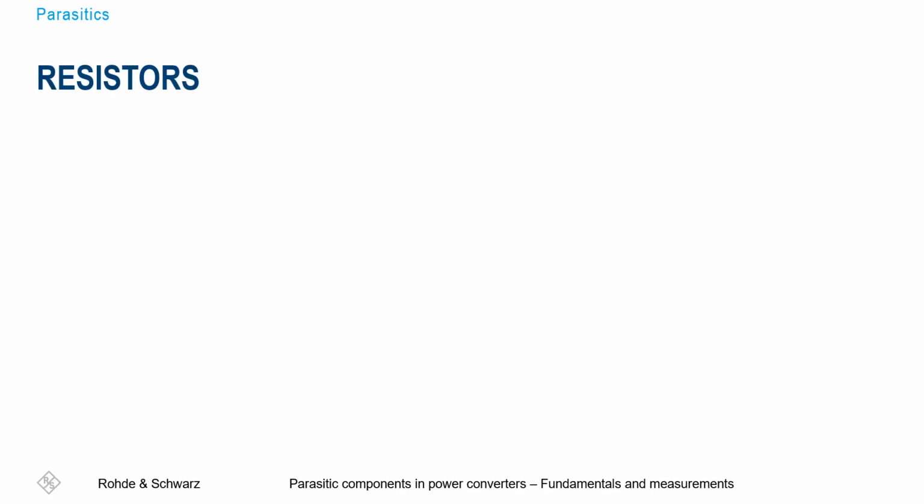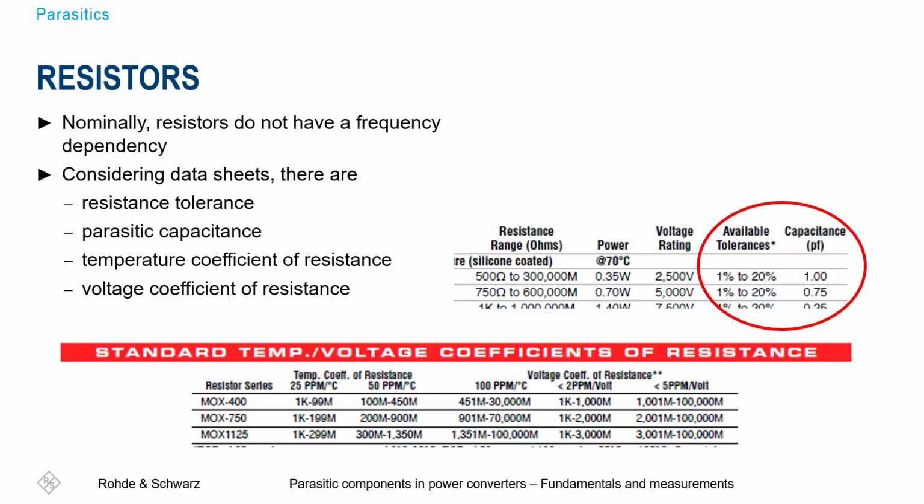So now let's move on to resistors. Resistors do not have a frequency dependency. We cannot find in datasheets that they depend on frequency or that their value changes with frequency. We can find these values in their datasheet, such as resistance tolerance, parasitic capacitance, temperature coefficient, and voltage coefficient.